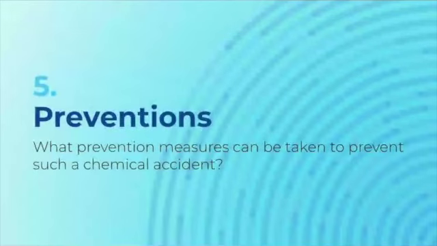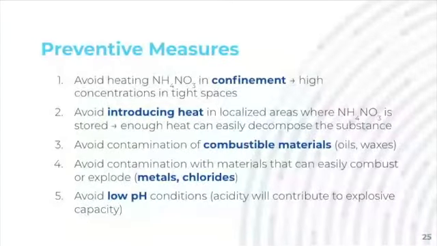Even though such disasters are rarely frequent, it is still important to consider and implement safety measures to prevent any accidents. Here are some preventive measures that can be taken by storage facilities and owners of ammonium nitrate. Firstly, avoid heating NH4NO3 in confinement. Keeping such high concentrations in tight spaces is a hazardous condition that can increase the intensity of a blast. Avoid introducing heat in localized areas where NH4NO3 is stored.